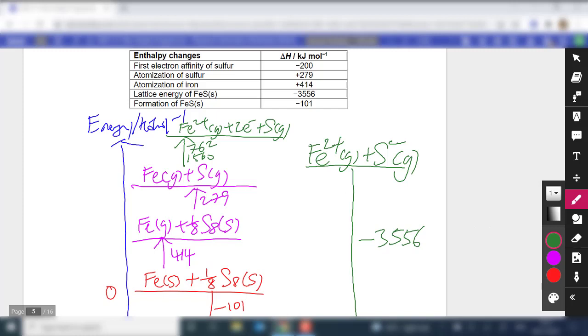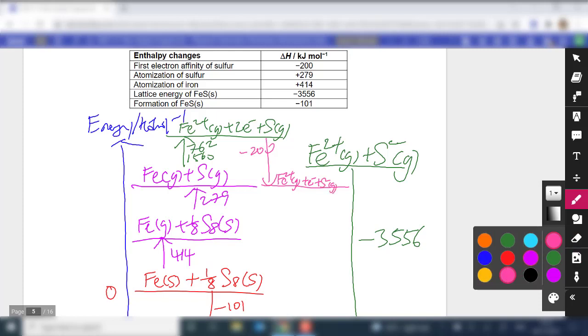And you notice that the first electron affinity of sulfur is exothermic. So in this case, your arrow must point down. So that will be -200. So when you point down, you need to be a bit careful. So Fe2 plus gaseous plus electrons plus S minus gaseous. And then the final bits, you need to point up, and then you just let it be your unknown. So let's just call it A.